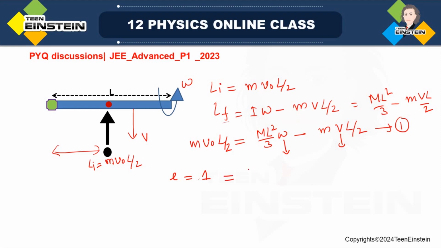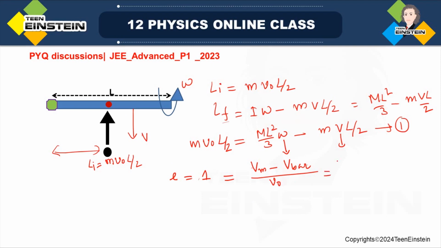Okay, and this is actually velocity of separation. That means velocity after the collision, velocity of the small mass minus velocity of the bar. Divided by, see, initially when it is called approach, velocity of separation and velocity of approach. This bar was not having any velocity, so I can write this is v0.